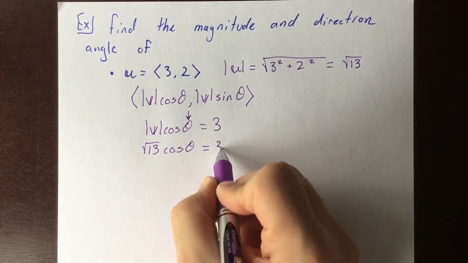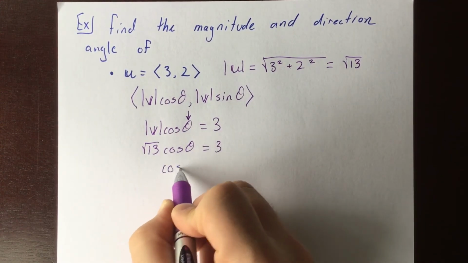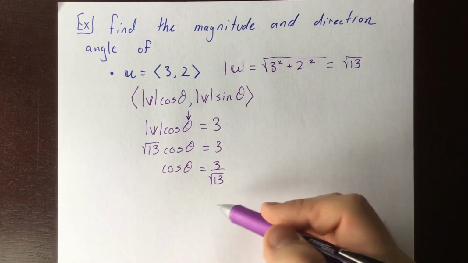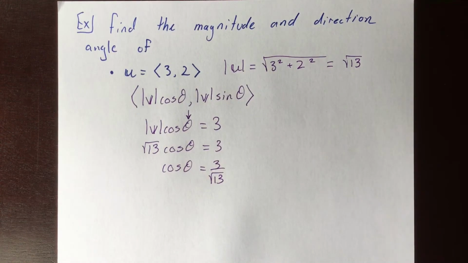Okay, solving this, trying to get cosine by itself. Cosine of theta equals 3 over root 13. This is not on our unit circle, so we're going to have to use our calculating device.